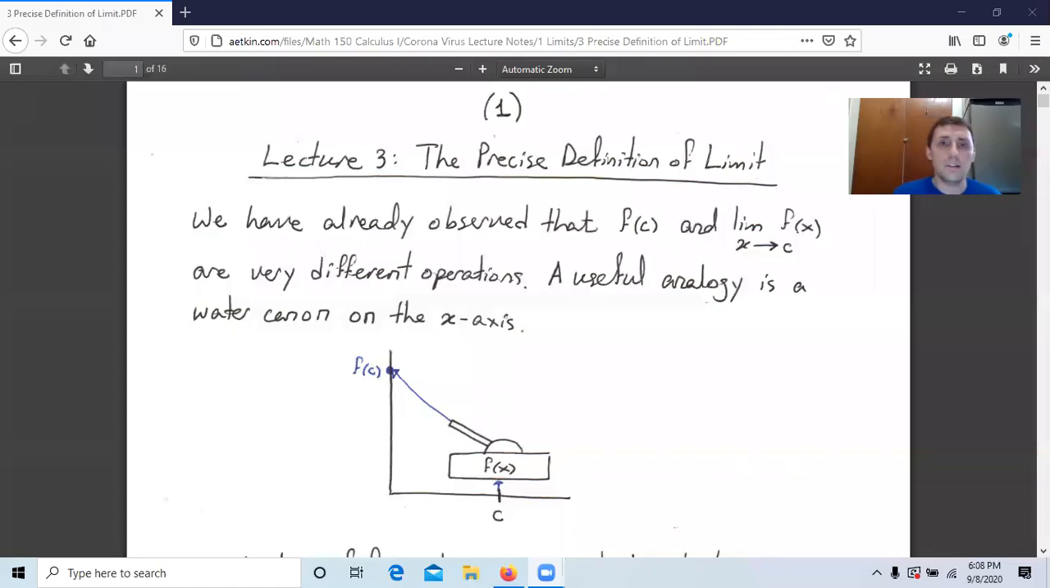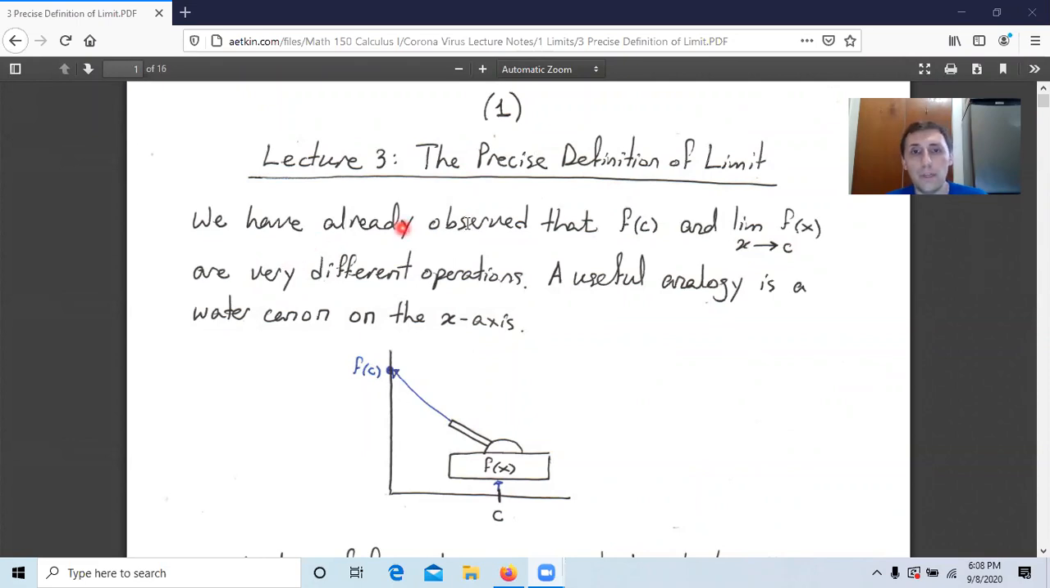Okay, guys, so there are still some parts that we haven't finished from the previous section, but I will return to them just a little later. Here, let's understand what is meant precisely when we talk about the precise definition of the limit.